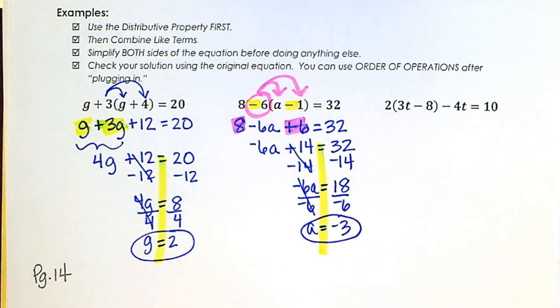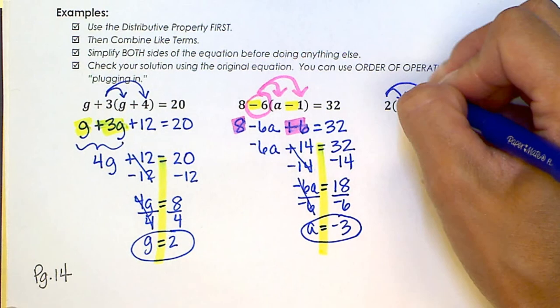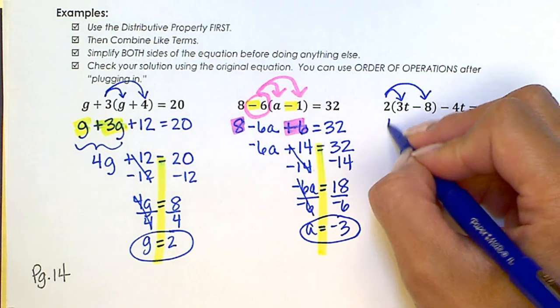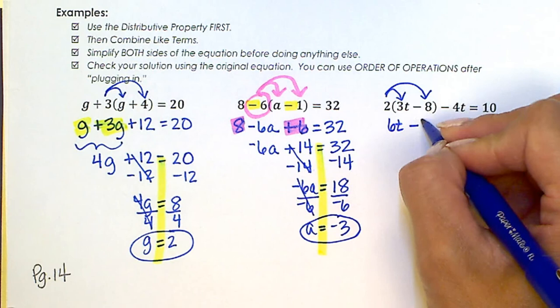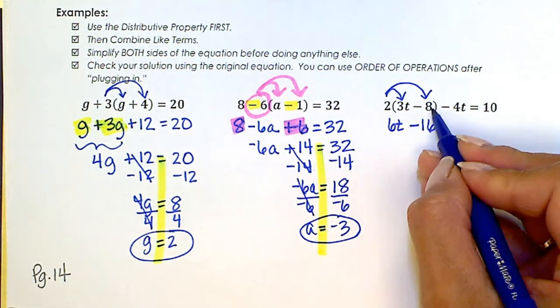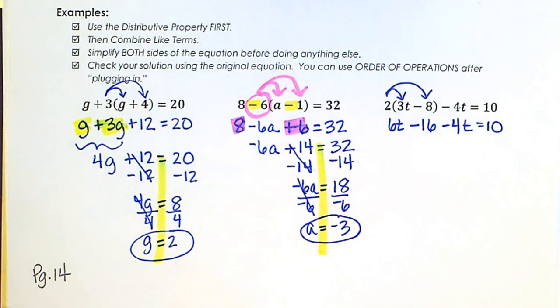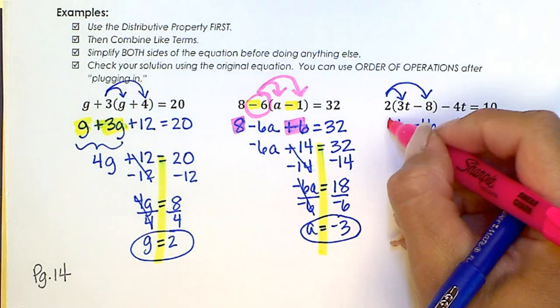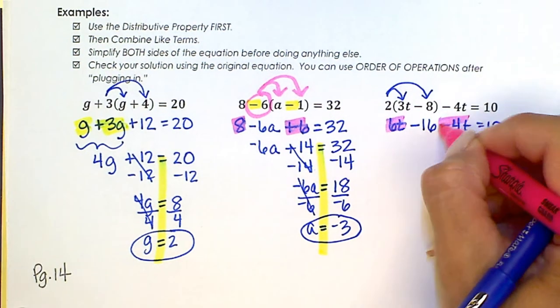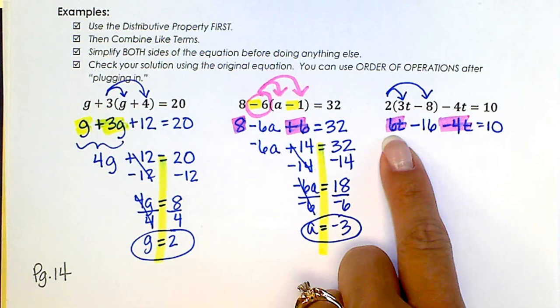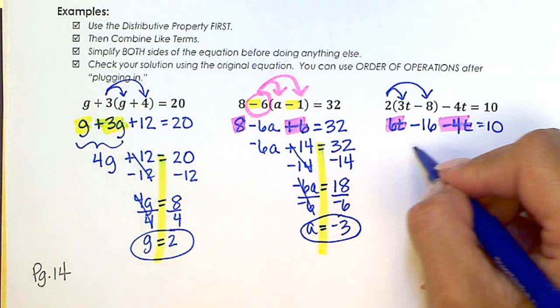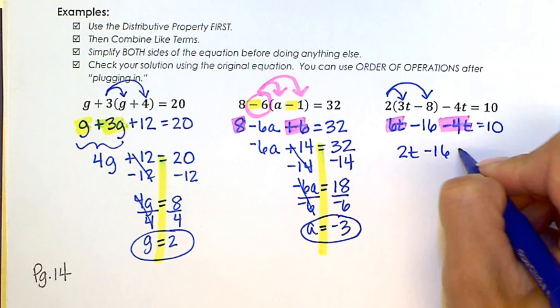And in the final problem, let's go ahead and distribute our 2. Again, I encourage you to draw arrows. We get 6t minus 16, don't forget to do 2 times 8, minus 4t equals 10. Let's combine like terms. We can put 6t and the minus 4t together. So 6t minus 4t is 2t minus 16 equals 10.